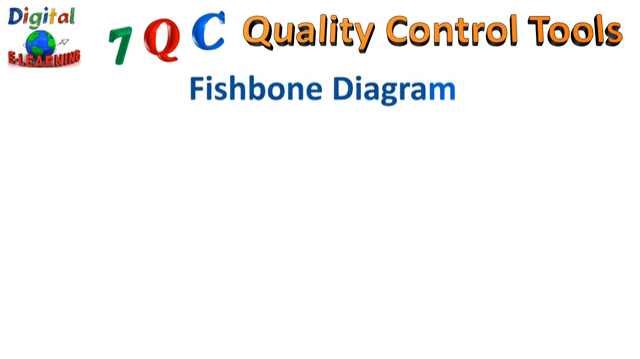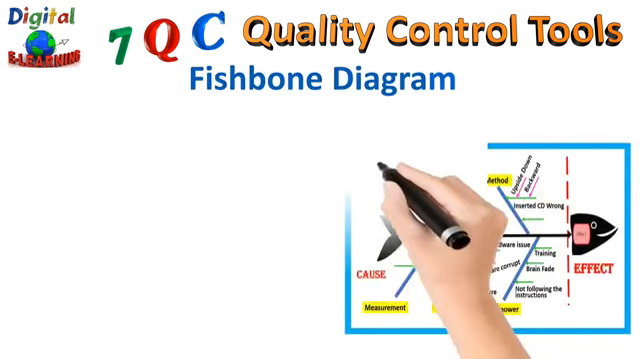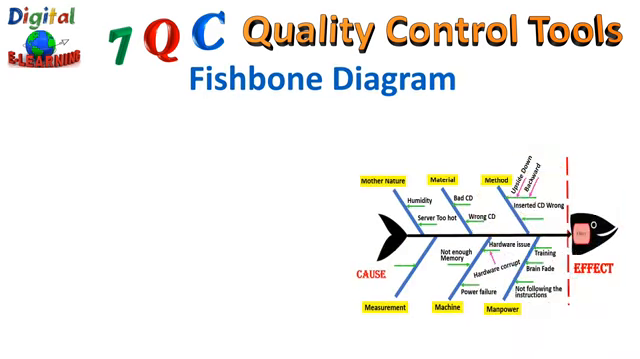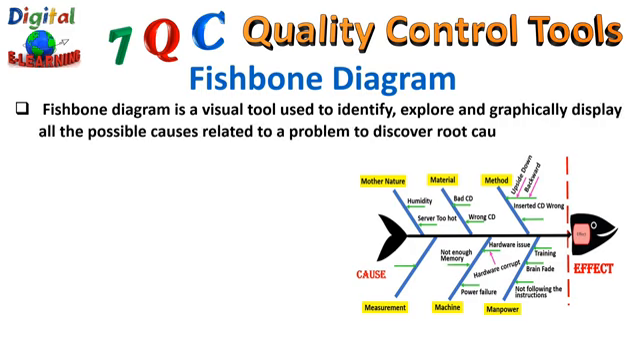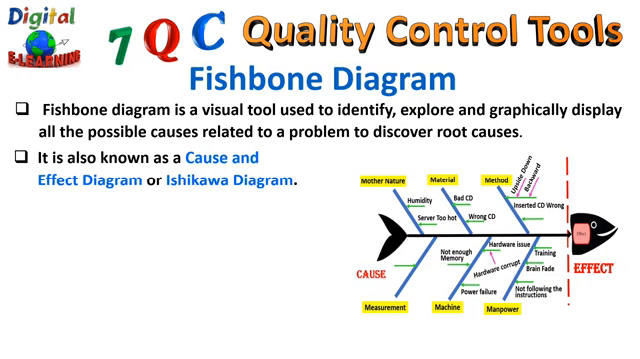Fishbone diagram. The fishbone diagram is a common tool that we use in the analysis phase of Six Sigma DMAIC. This tool is basically a visual tool that is used to identify, explore, and graphically display all the possible causes related to a problem to discover the ultimate root cause. It is also known as the cause and effect diagram or Ishikawa diagram.